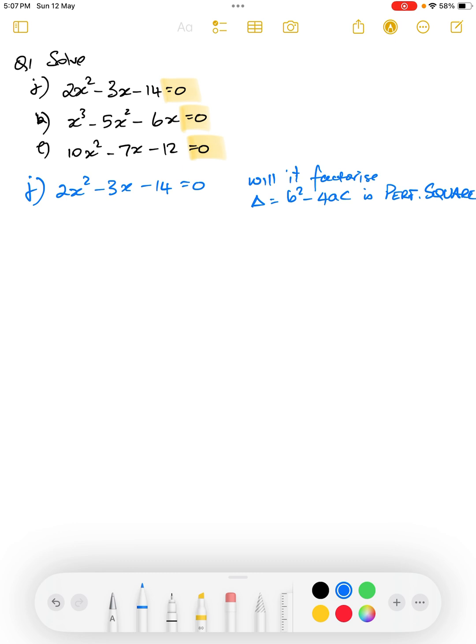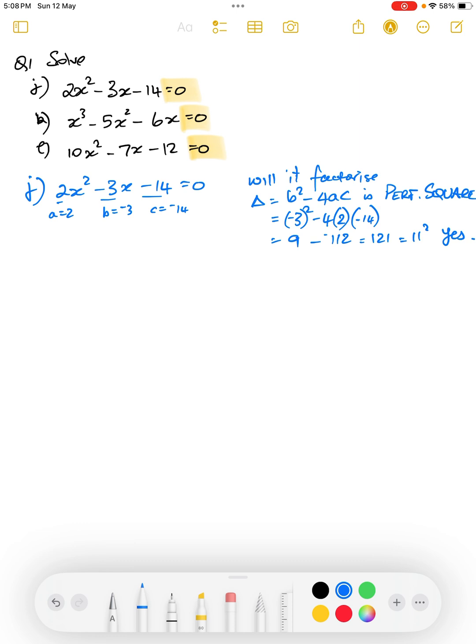So let's have a look. a is 2. a is the coefficient of x squared. b is negative 3. That's the coefficient of x. c is negative 14. That's the constant term. Let's substitute: b squared, so negative 3 squared, minus 4 times a times c. Well, that's 9. And here we've got 4 2s are 8, 8 times 14 is 112, and we've got a negative 112. So 9 plus 112 actually equals 121. And that is 11 squared. So yes, it will factorise.